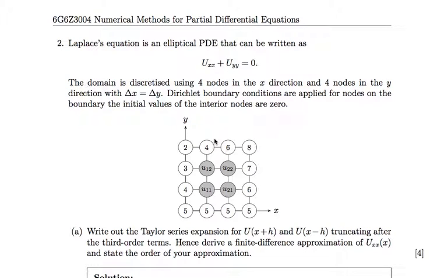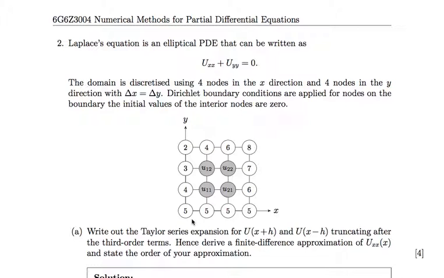Going through the solution to question 2 from the 2015 examination paper for numerical methods for partial differential equations. So question 2 presents you with Laplace's equation, which is the double derivative of the function u with respect to x plus the double derivative of the same function u with respect to y equals 0. And you're told that it's going to be discretized using 4 nodes.